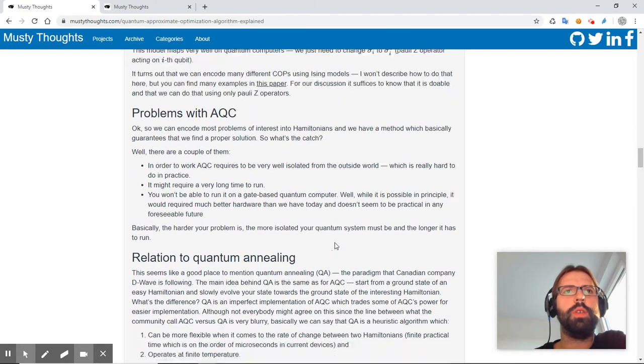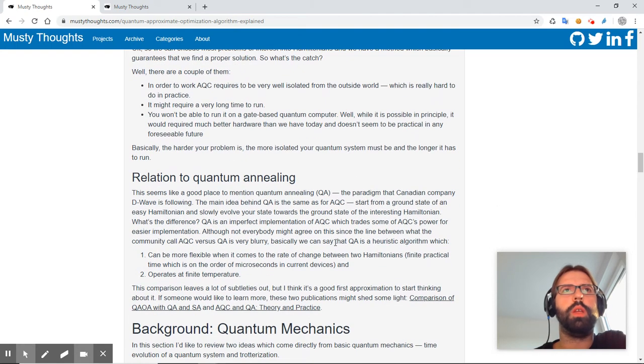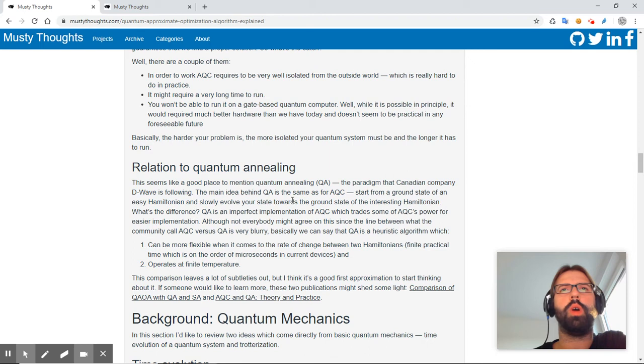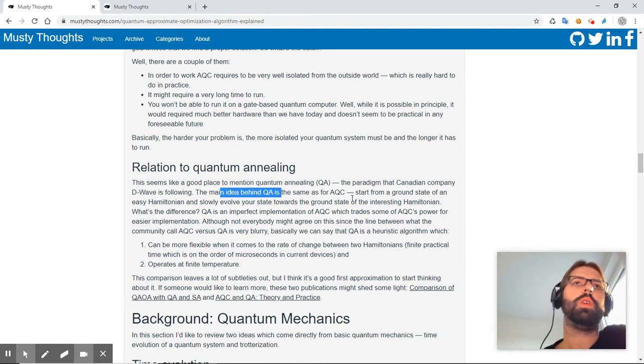Problems with AQC. Okay, relation to quantum annealing. So this seems like a good place to mention quantum annealing. The main idea behind QA is the same as for AQC: start from a ground state of an easy Hamiltonian and slowly evolve your state towards the ground state of an interesting Hamiltonian. The difference is that it is an imperfect implementation of AQC, which trades some of AQC's power for easier implementation, although not everybody might agree on this, since the line between what the community calls AQC versus QA is very blurry.